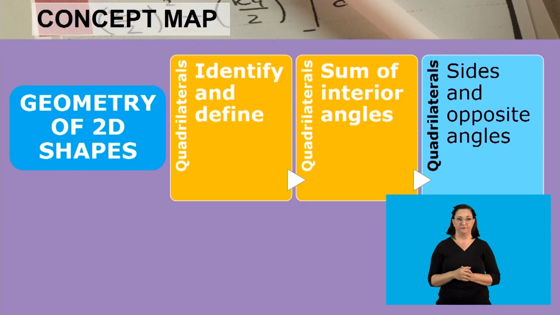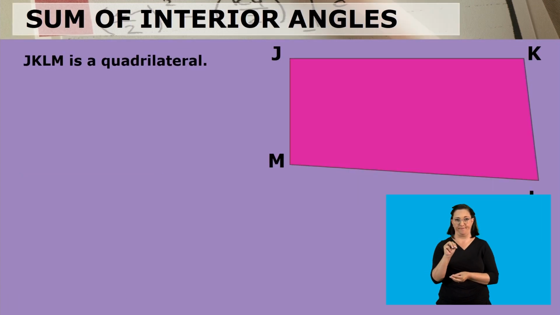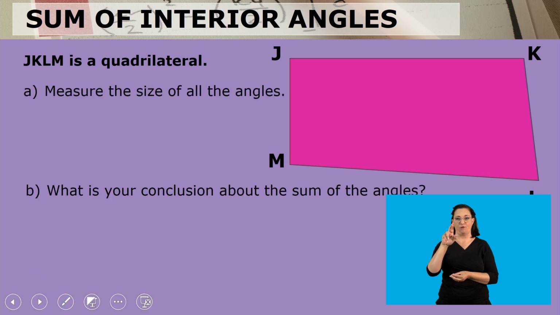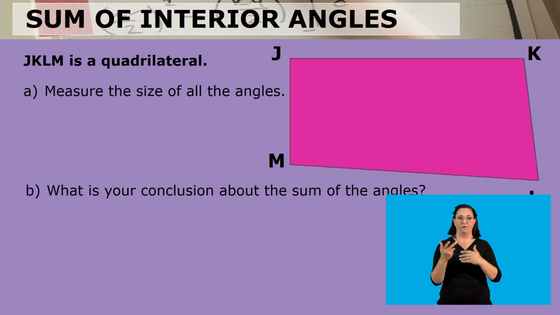Let's look at the next segment of our concept map, which is now the sum of interior angles of a quadrilateral. JKLM is a quadrilateral, and we are given that we are firstly to measure the size of all the angles and then draw a conclusion. What is your conclusion about the sum of the angles? So let's do that practically so that you'd understand. I'll just remind you how to measure it, and then we take it from there.